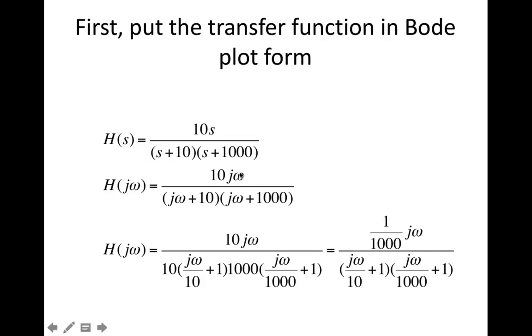So in the numerator, we have 10 times jω. Notice that this is only an imaginary term, and so we already know that the numerator term has a phase angle of 90 degrees. The denominator, this first factor, jω plus 10, we'd find the phase angle by taking the inverse tangent of the imaginary part over the real part, so the inverse tangent of ω over 10. And then here, same thing, we'd find the phase angle by taking the inverse tangent of ω over 1,000.